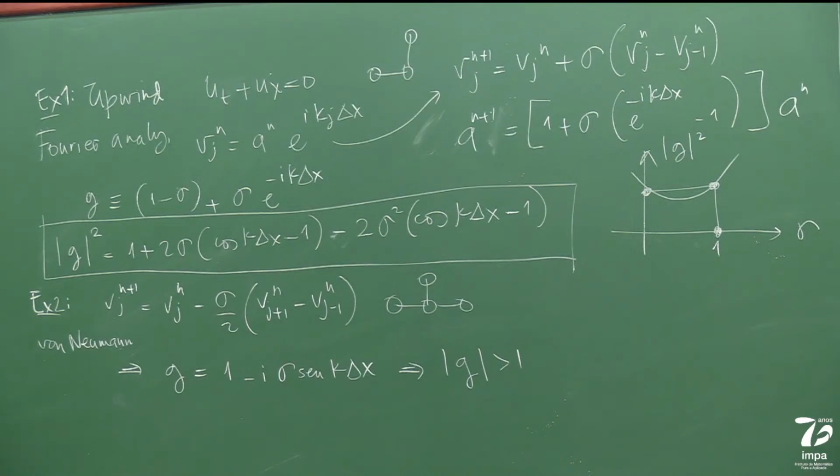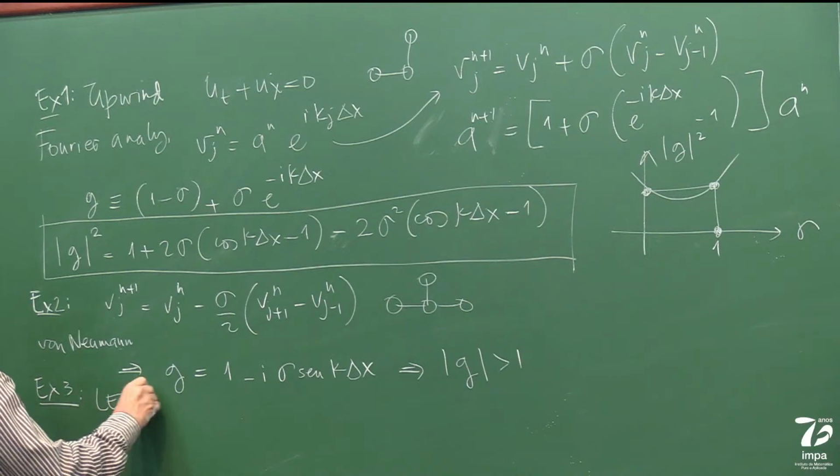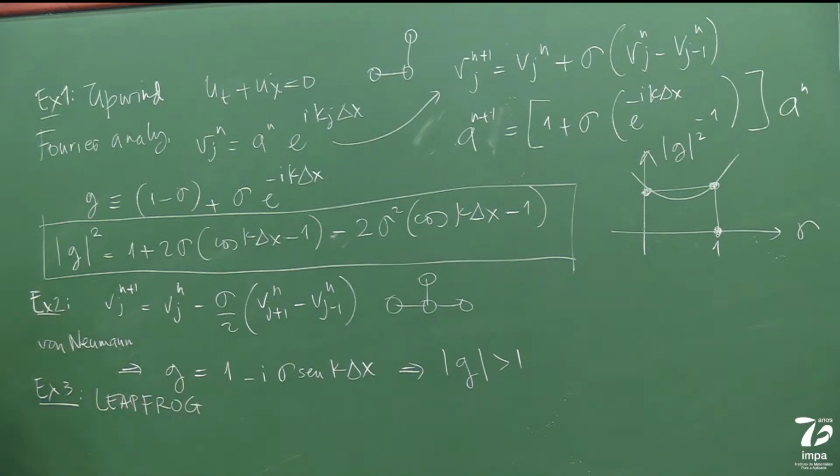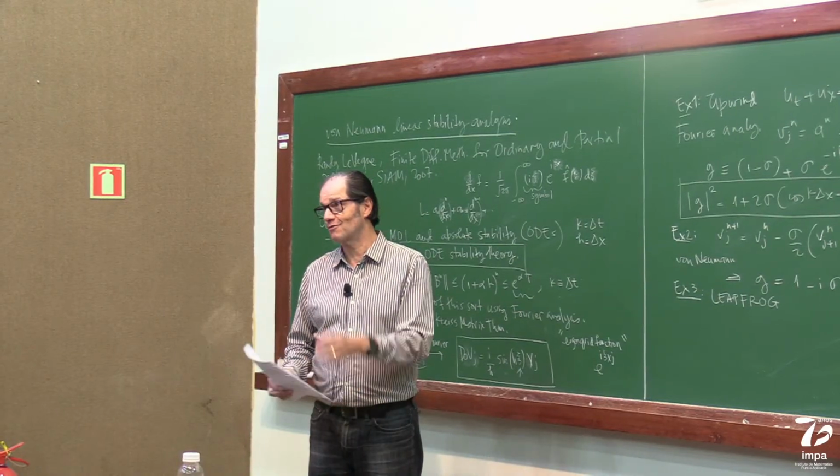And now let me do the other example, which has something interesting. This method is called leapfrog. Sometimes it has a hyphen here. I don't know, you can write it both ways. So leapfrog, do you know what it means in English? Salto de rana. Yeah, that's literally what it means. In Portuguese, it means frog jumping. Leapfrog would be salto de rana.